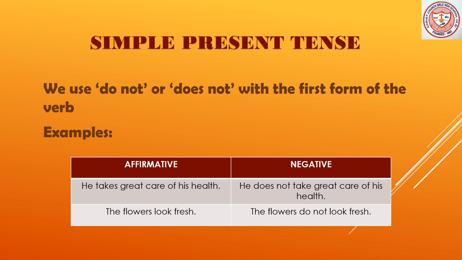Next example. The flowers look fresh. This sentence is an example of affirmative sentence because it is expressing a positive idea. And how to make this sentence into negative? The flowers do not look fresh. Here you can follow one thing. We have used the word not after the do verb. So it will be considered as a negative sentence.